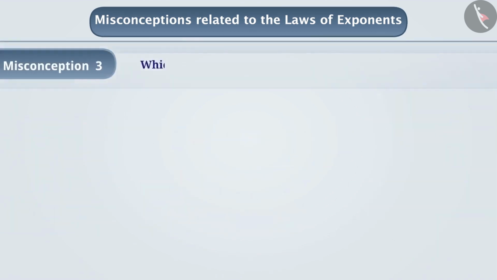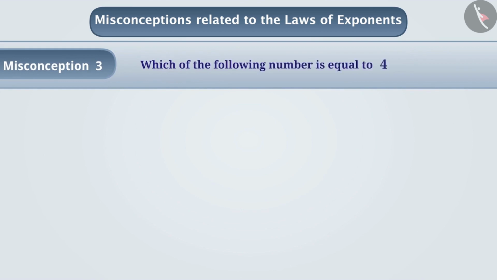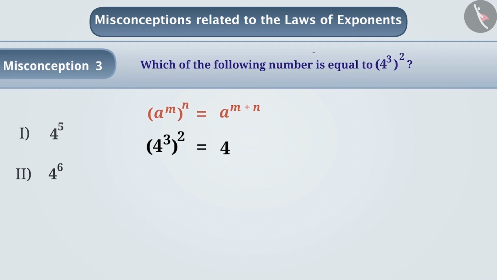Misconception 3. Which of the following numbers is equal to (4^3)^2? Some children have the misconception that (a^m)^n is equal to a^(m+n). Thus, they write (4^3)^2 is equal to 4^(3+2), which is equal to 4^5. But this is a misunderstanding.